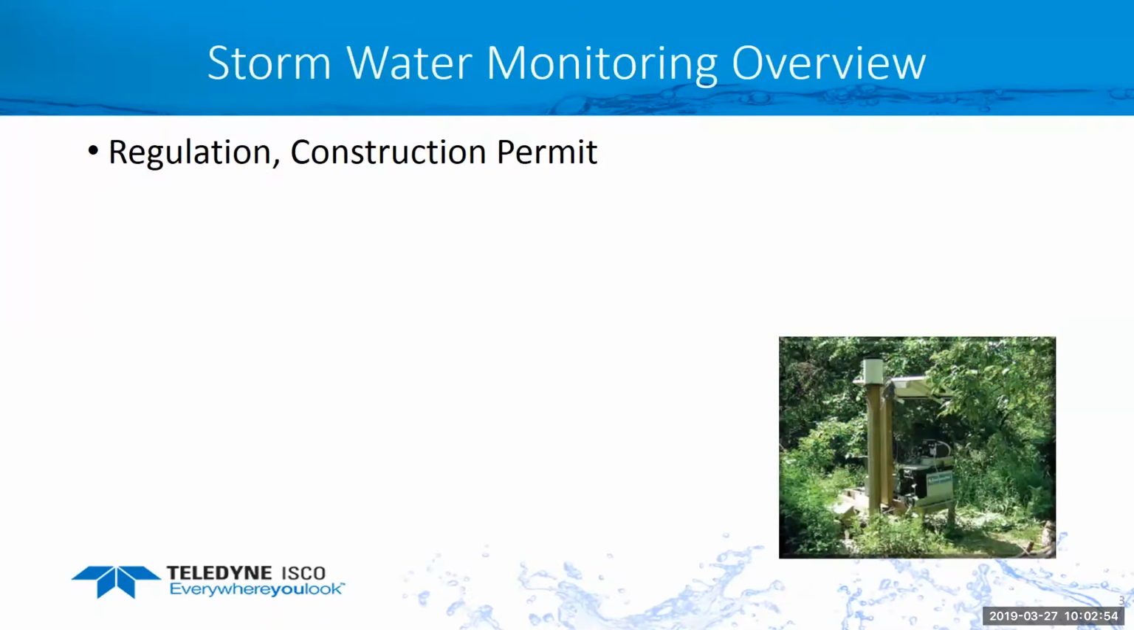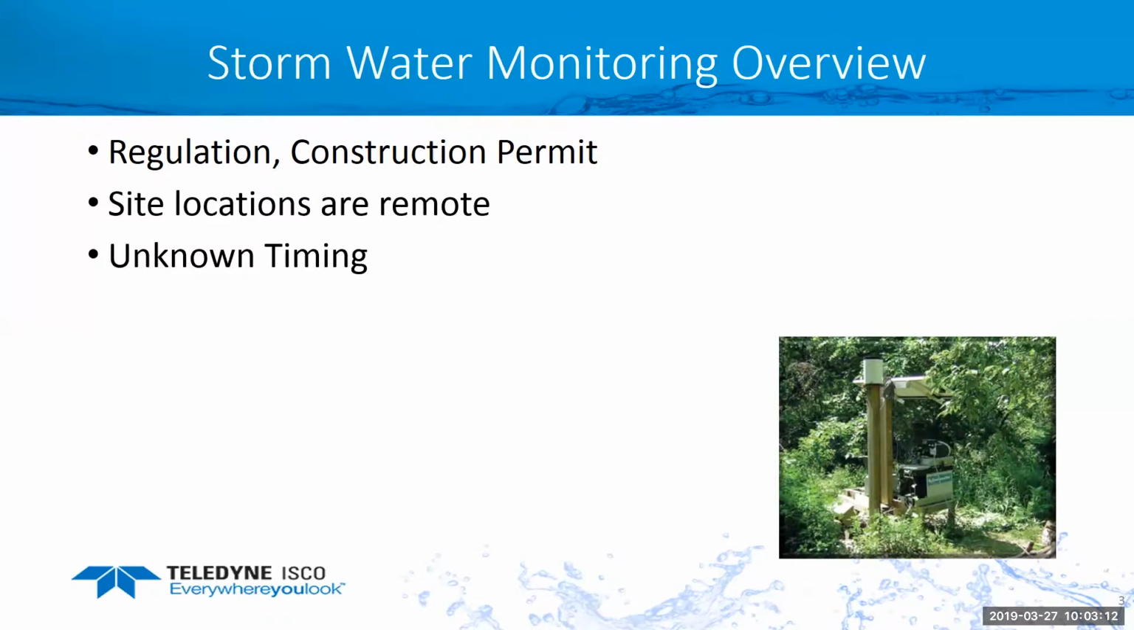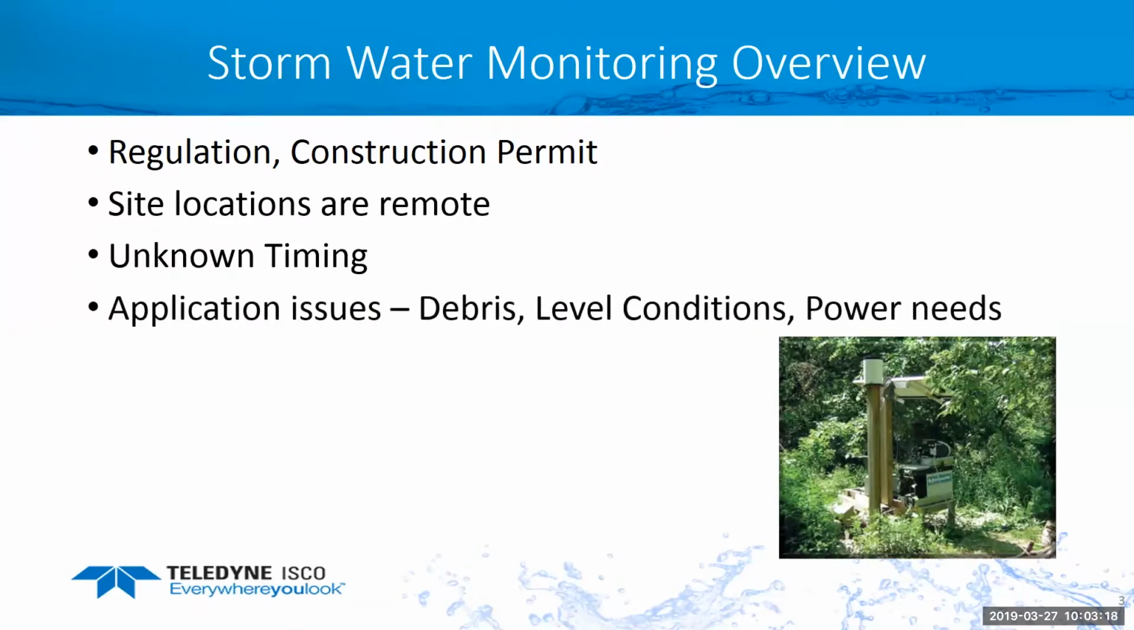So, things to keep in mind about stormwater sampling. Stormwater sampling is needed for regulation purposes or for a permit. Sites are typically going to be in remote locations, and the timing of those storms for those samplings is going to be unknown. So we're going to have to try to come up with ways to address those issues. Other application issues are going to be debris, level conditions, and power needs for these sites, as well as the needs for different site-to-site visits, because every site's going to be a little unique depending on where it's located, et cetera. We're going to try to help come up with ways to address those issues.